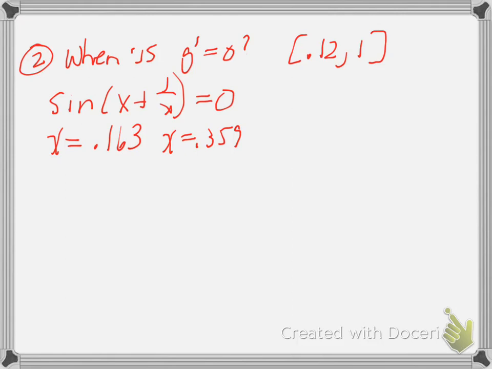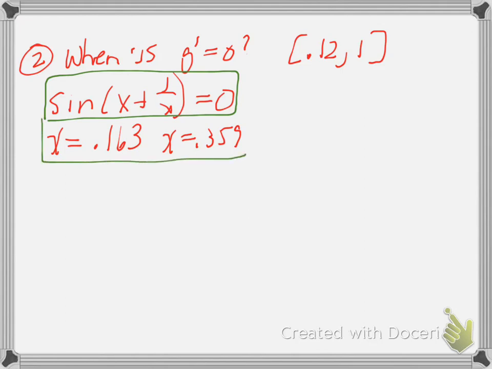The point values for this were, if you just took G prime and set it equal to 0, you didn't even have to solve it, you got 1 point. And then if you found these two answers, you got 1 point. That was part A.